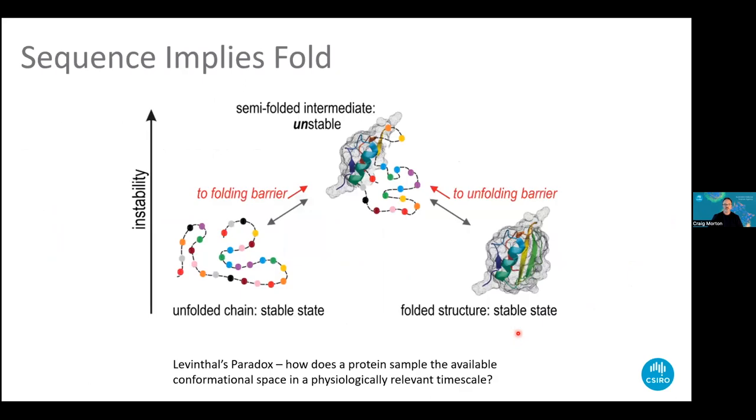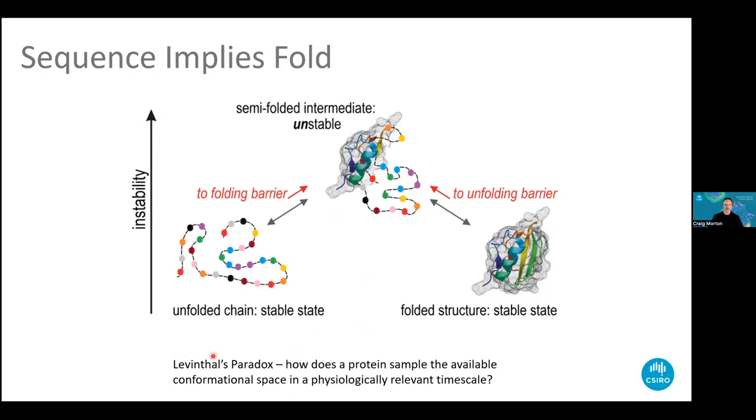Now, for a long time, people had known that the sequence of the amino acids in a protein chain implies the three-dimensional fold of the protein. So all the protein has is that sequence of amino acids and the physicochemical environment that it finds itself in, normally water with various salts and things in it. The protein undergoes a folding process that collapses through some semi-folded intermediates to a final metastable folded structure. And that structure gives the protein its function and roles.